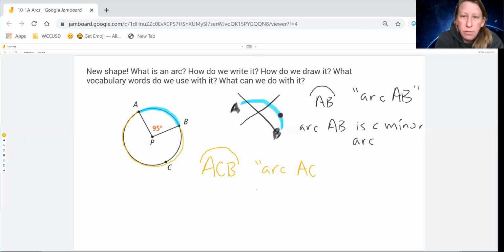Arc ACB. If it's big, then you need all 3 letters. Because if you say arc AB, I'm not sure if you want me to go this way or this way. So a really good way to tell you, hey, I actually want the big one is to put another point on here. So arc ACB is a major arc.